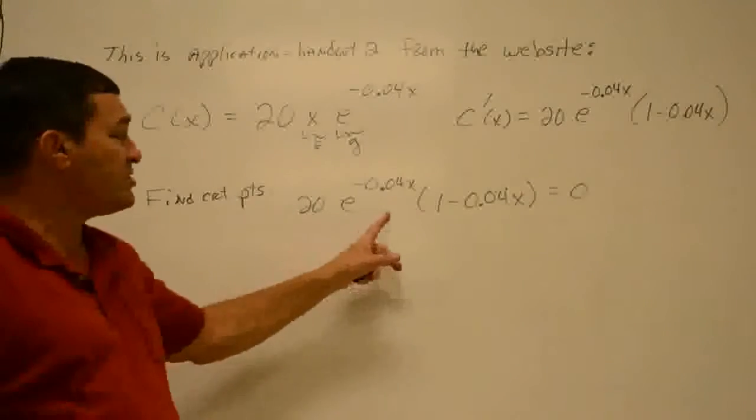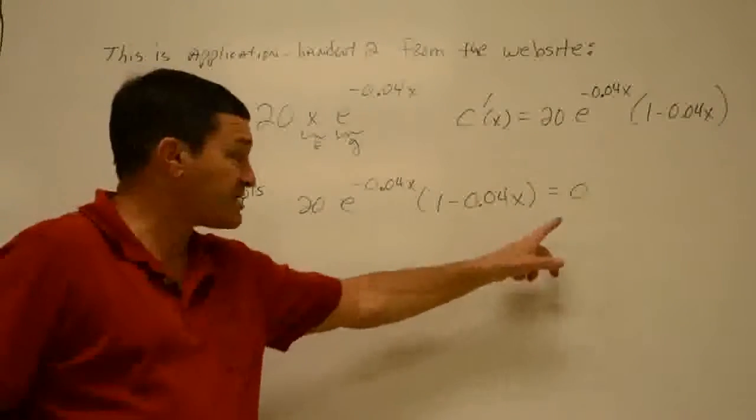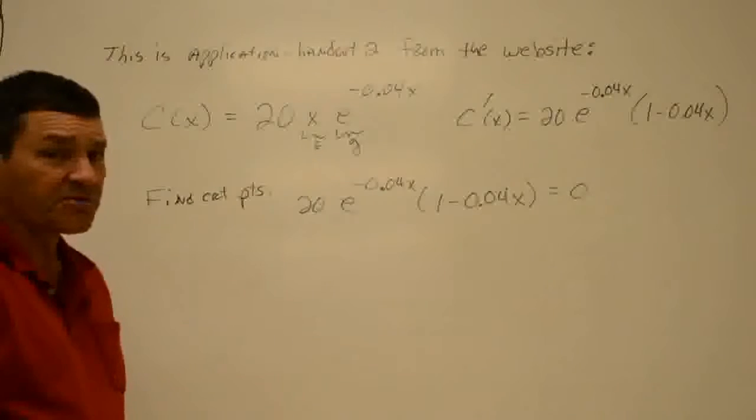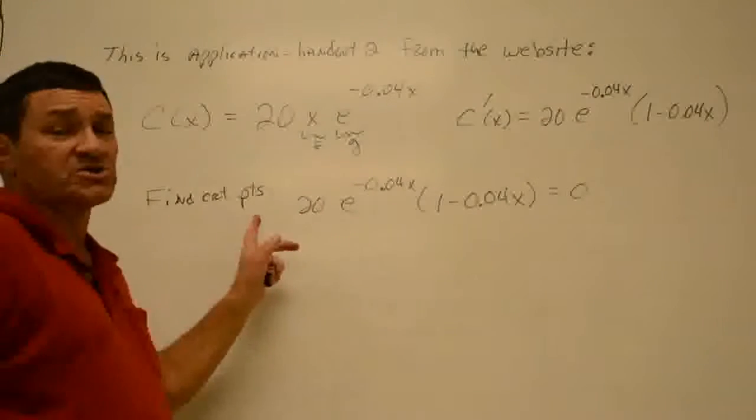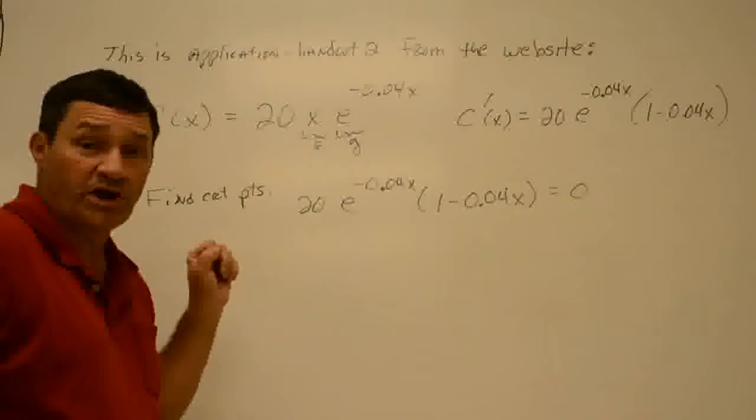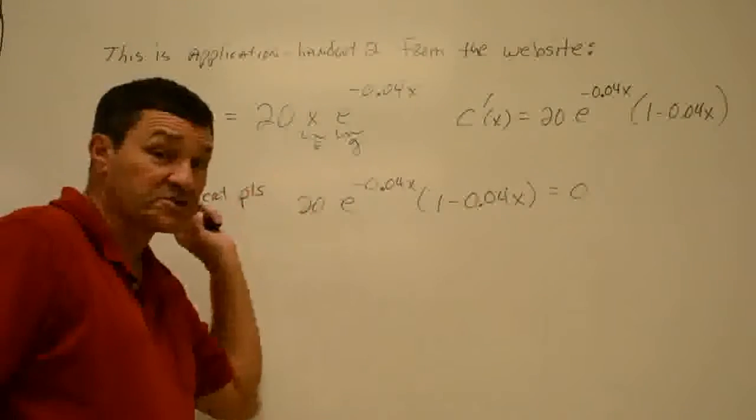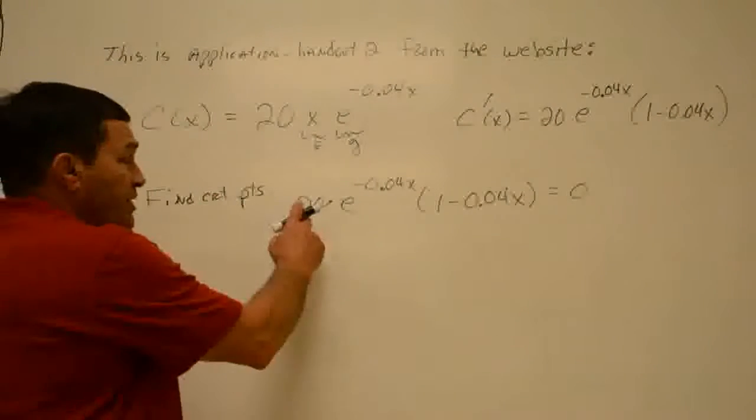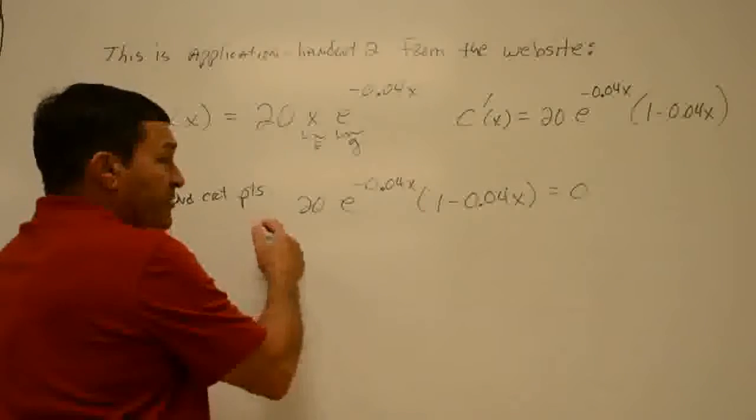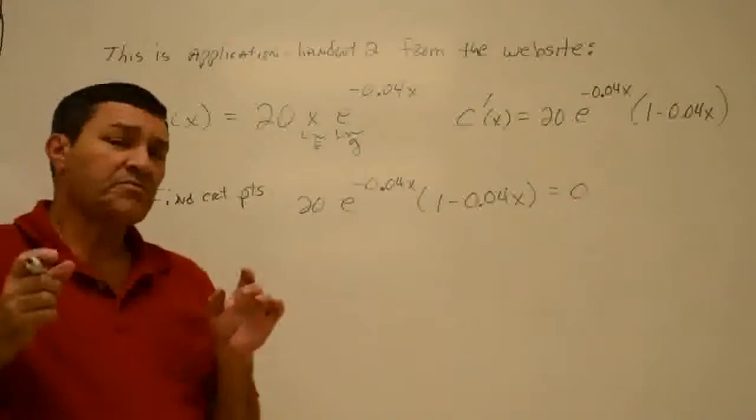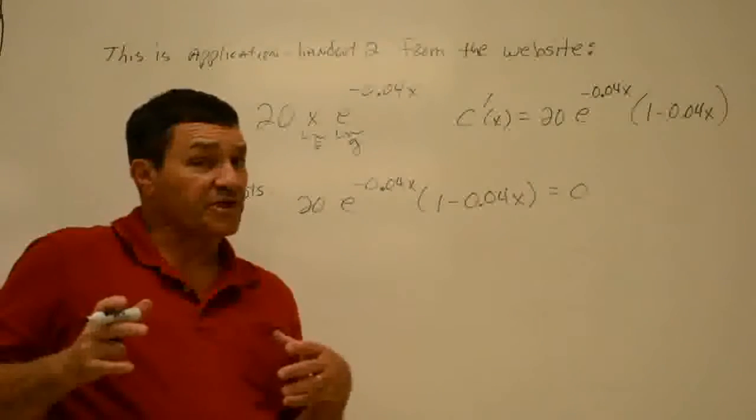You have 1, 2, 3 factors being multiplied is equal to 0. The zero product principle says if any one of those factors is equal to 0, I have a solution to the whole equation, because 0 times all the other factors would be 0. Well, 20 can never equal 0, so you just ignore it. Now, this takes a little bit of practice. This is just algebra review.